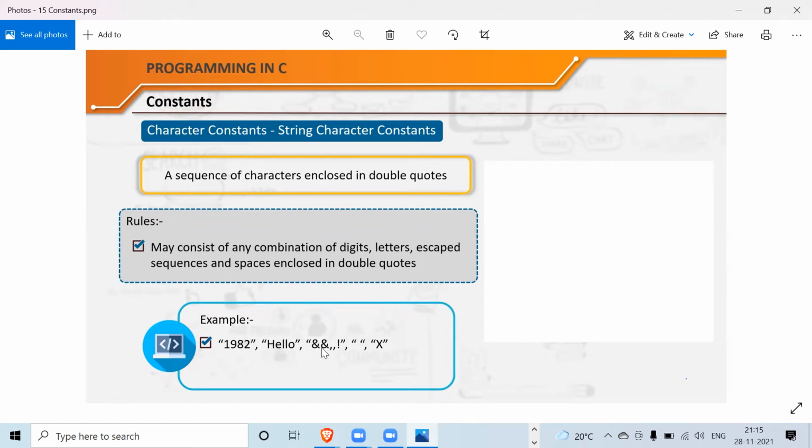Next is special symbols, like a comma and an exclamation mark. Again, this is enclosed within what? With double quotes.